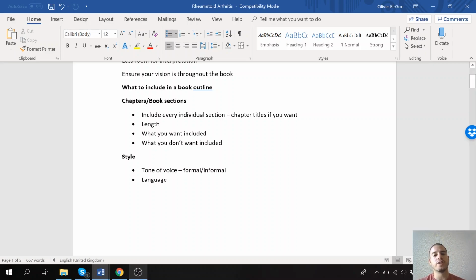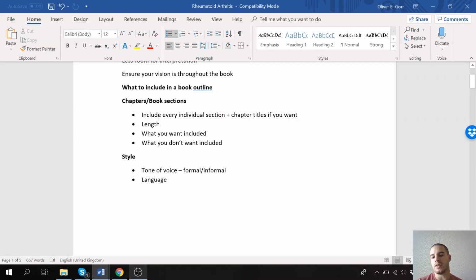Style, so tone of voice, formal or informal. There's no right answer here. Just think about your audience. If you're writing to an older audience and it's a very serious book topic, you should probably be more formal. If you're writing to a younger audience or it's a more fun, casual book topic, you can use informal language. Just think about how these people talk and then write in that style.